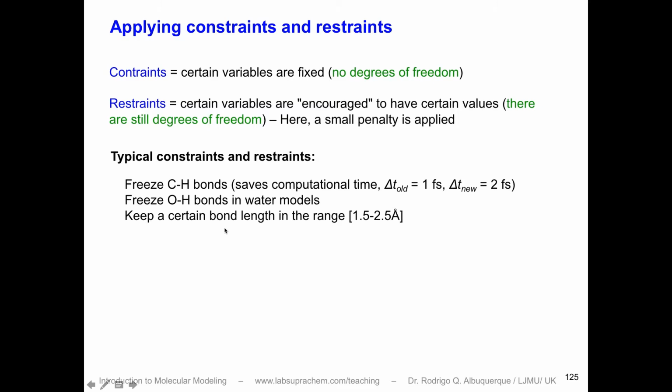So we can keep a certain bond length in the range, for instance, 1.5 to 2.5 angstroms. The bond distance would stay in this range. If it goes out of this range, energetic penalties would be applied.